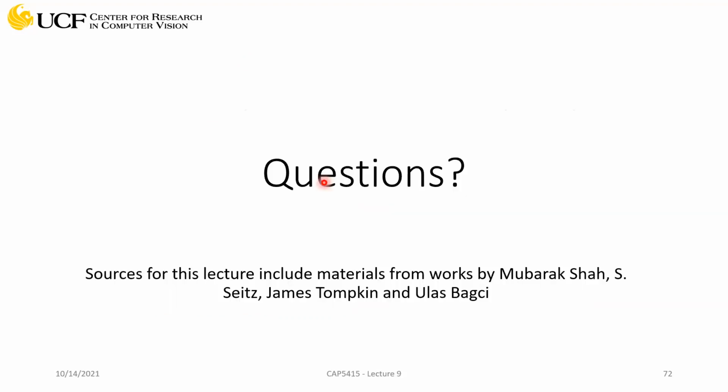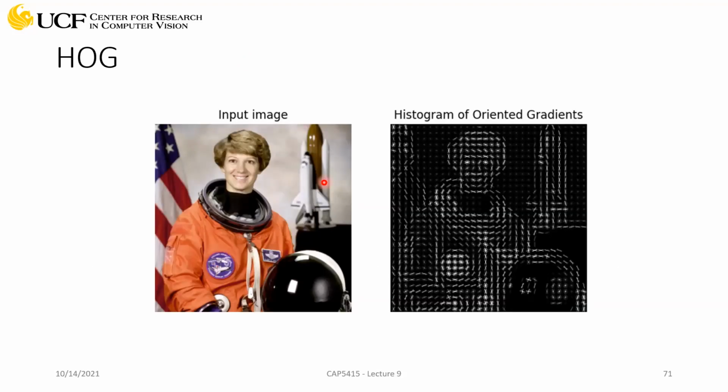So I think that's all I have for HOG, and if there are any questions, let me know. The next thing we are going to talk about is SIFT features, which is also very interesting. It is a bit more complicated than HOG, but not as complicated as the Harris corner detector. We'll cover that in the next lecture.